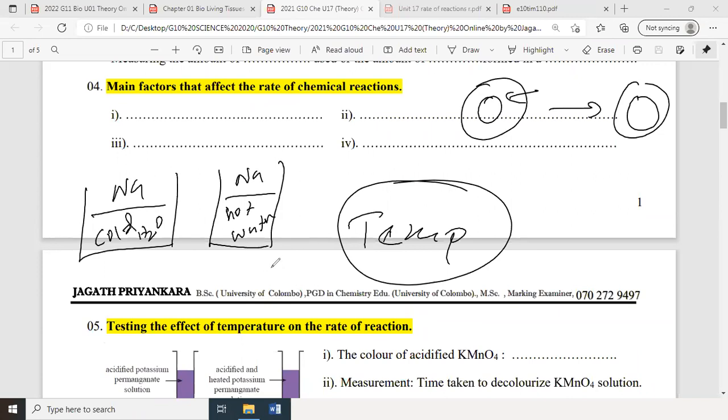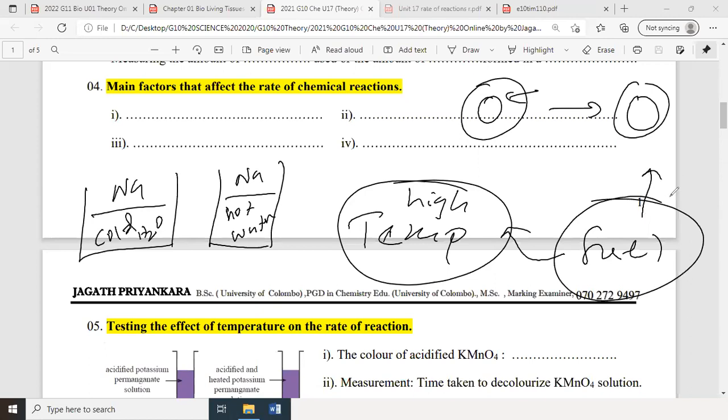But in a chemical reaction, when the temperature increases, the rate increases. But you also have to be careful when increasing the temperature. I told you about the other problem when you use high temperature. You need fuel. You need to burn fuel. Sometimes your fuel cost becomes more than the product's price. Then there's a loss. Unnecessarily you are burning so much fuel to get the temperature.